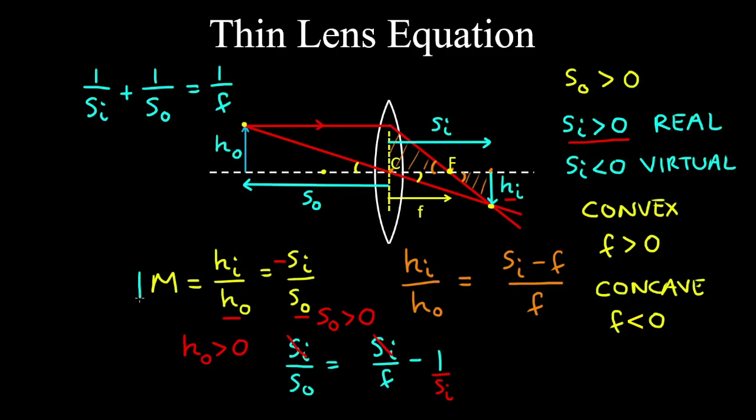And if we take the absolute value of the magnification, that gives the ratio of the magnitude of the size of the image to the size of the object. And we'll get some practice in using these equations for a thin lens.